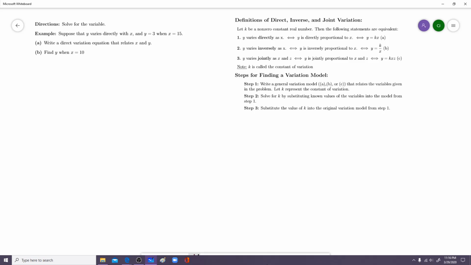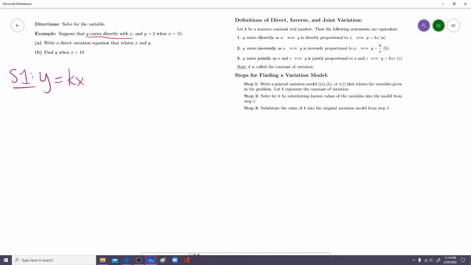So the first step, we want to find the general variation model. How do we do that? We have to look at this. It says y varies directly with x. And so I'm going to look over here. Since it's directly, what does that mean? That means y is equal to kx. And this is step 1. By the way, I got bored with black, so we're going to do this example in purple.